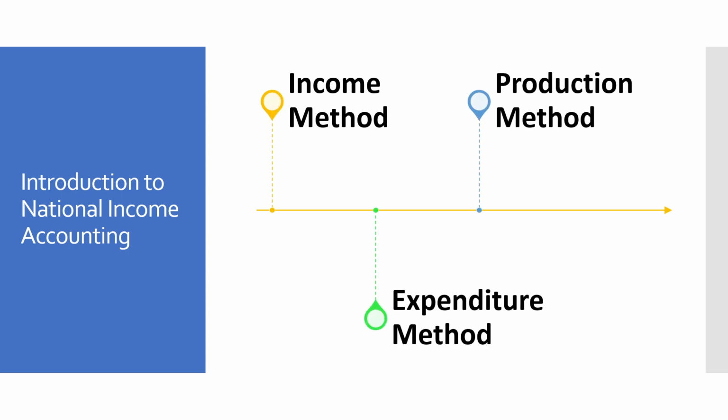Each method provides a unique perspective on the economic activities within a country. The income method, also known as factor income method, focuses on calculating the national income by summing up all the incomes earned by factors of production within a specific time frame. Factors of production include land, labor, capital, and entrepreneurship. The key components of the income method are compensation of employees. This includes wages and salaries paid to labor for their contribution to the production process.